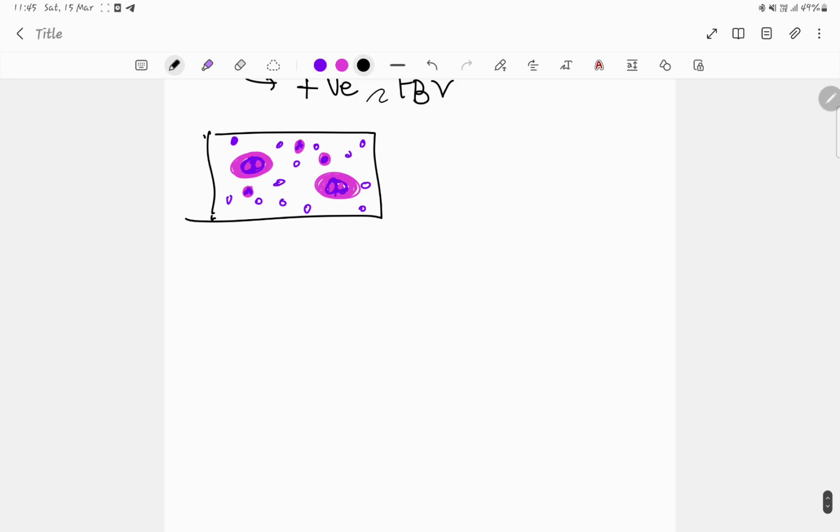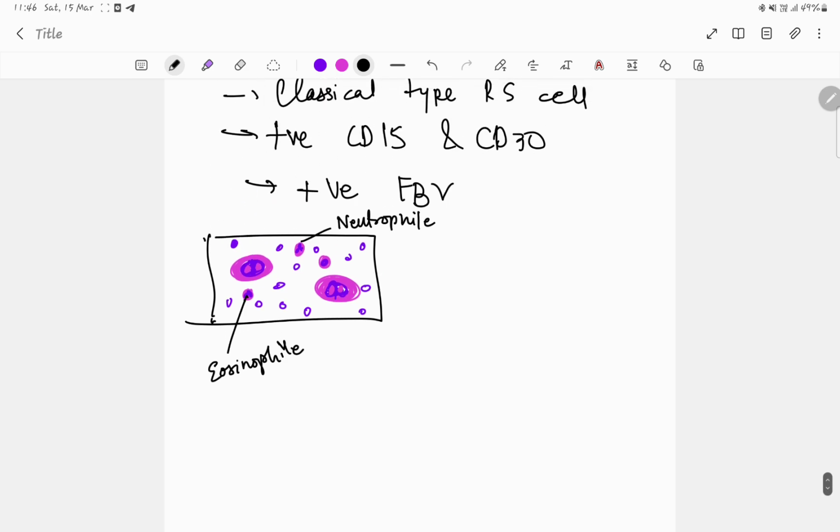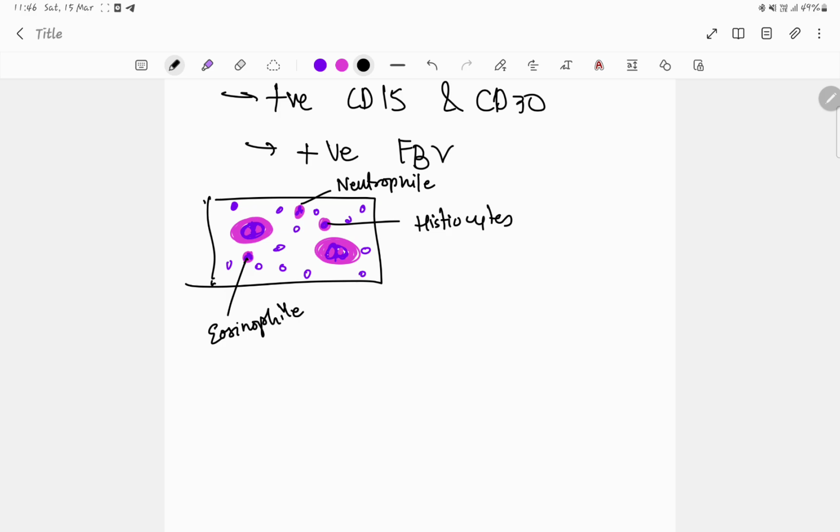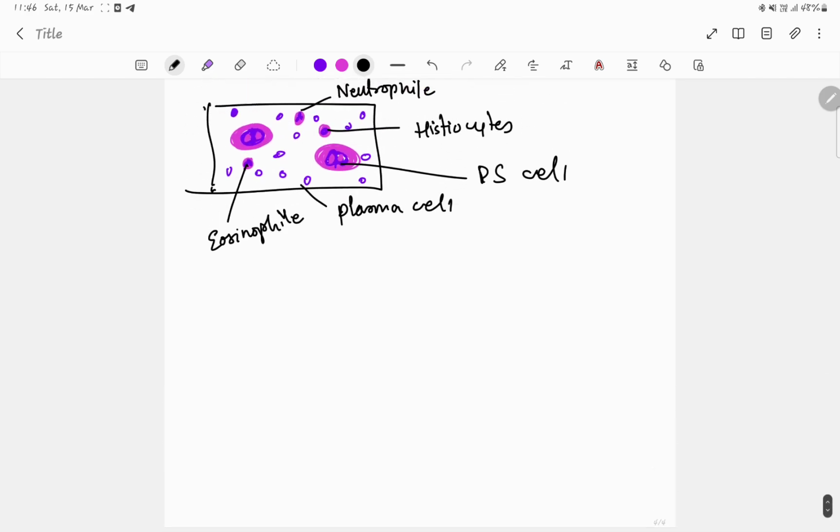So let us label one by one. Eosinophils are also present. Suppose this is eosinophil. This is neutrophil. This is classical. It has mixed cellularity, so it will have a lot of cells. Histiocytes. Since it is mixed cellularity, it will have a lot of cells. It will have some plasma cells also. And this is very important, that is the RS cell, classical RS cell.